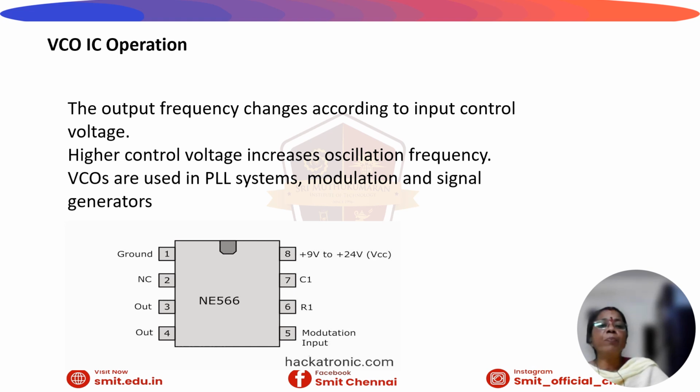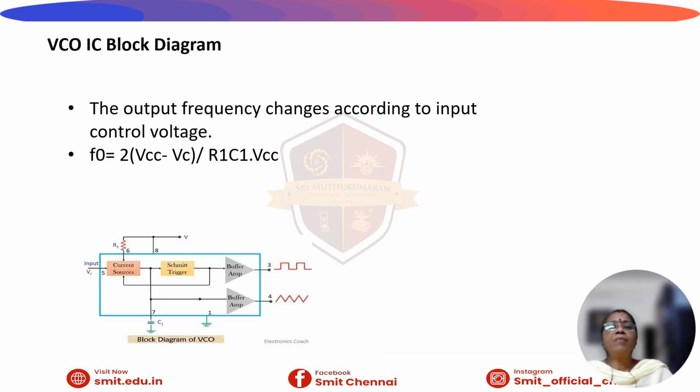It is an 8-pin IC in which you have ground and power supply connections and one modulation input, and timing components R1 and C1 at pins 6 and 7, and at pins 3 and 4 we can take the output. The inner functional diagram is given in the block diagram. It consists of a constant current source, a Schmitt trigger and buffer amplifiers.